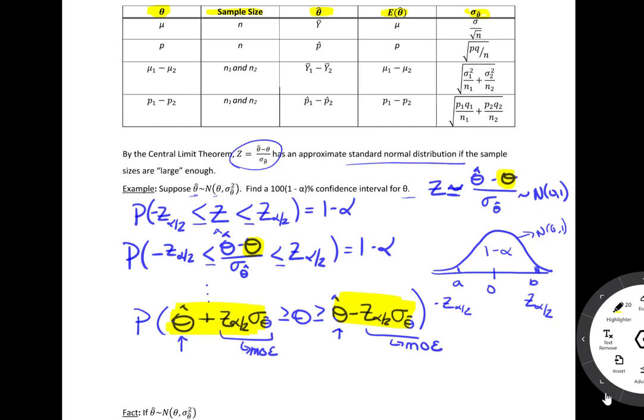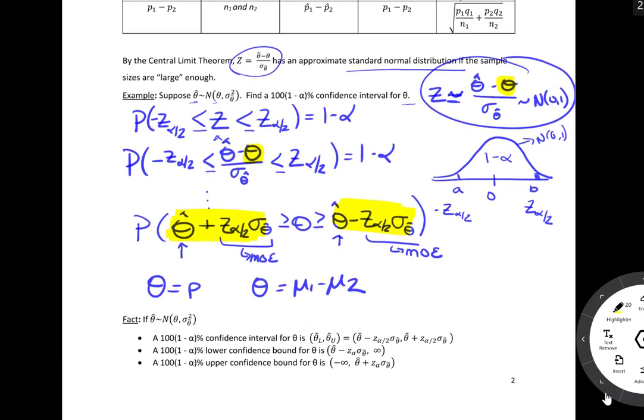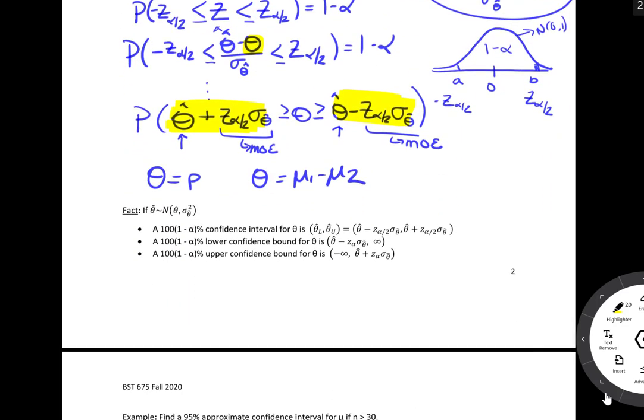And so notice we can use this to create many, many different types of confidence intervals. So for example, we could let theta be equal to P, or we could let theta be equal to mu 1 minus mu 2. So this generic form works for lots of different statistics, and really what it depends on for this particular form is this piece right here. And if you'll remember, lots of statistics follow this format by the central limit theorem.